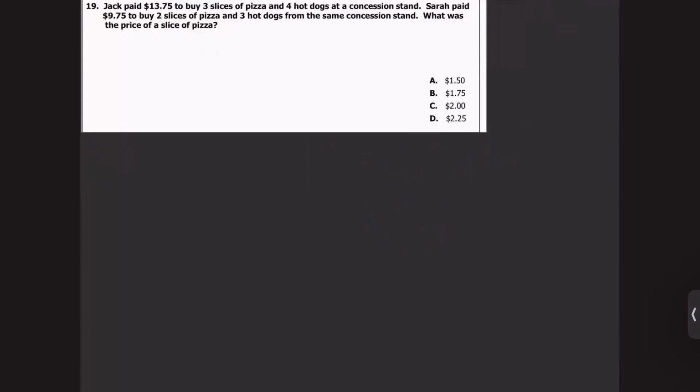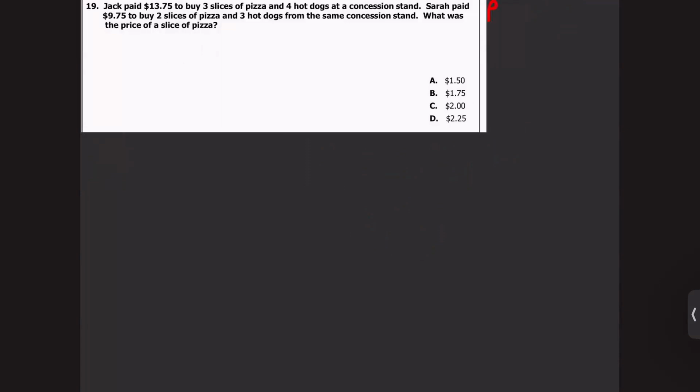Okay. Now we have Jack paid $13.75 to buy 3 slices of pizza and 4 hot dogs at a concession stand. Sarah paid $9.75 to buy 2 slices of pizza and 3 hot dogs from that same concession stand. What was the price of a slice of pizza? Well, we're dealing with 2 different equations here, so that means we have a system of equations.